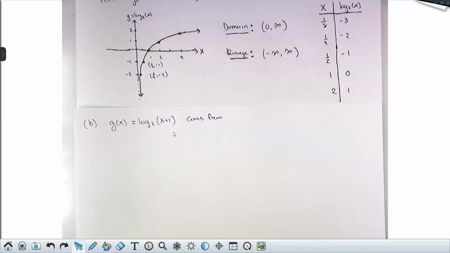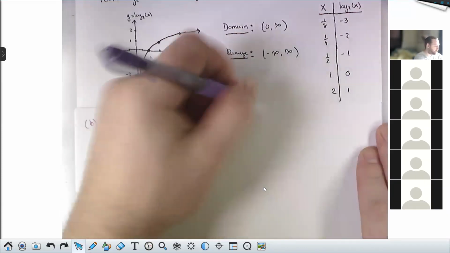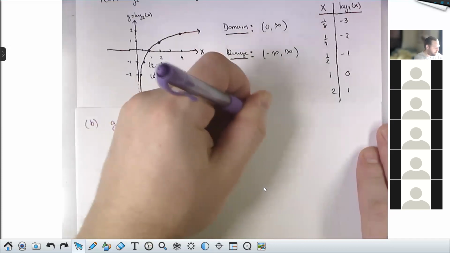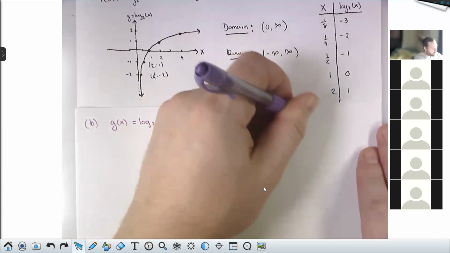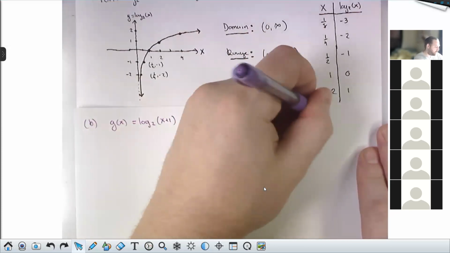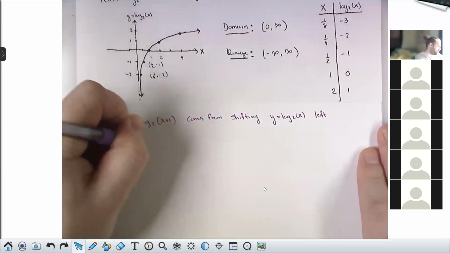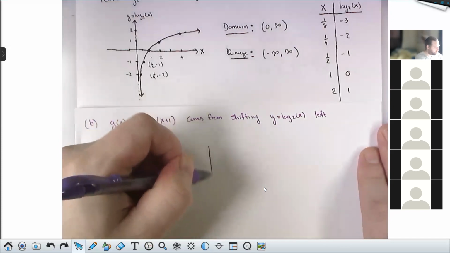You move it over 1. Yeah, so over to the left, horizontally, right? And is it going to be left or right? To the left. Good, we move everything to the left by 1. It comes from shifting y equals log base 2 of x left by 1 unit. All right, so what's that going to look like?